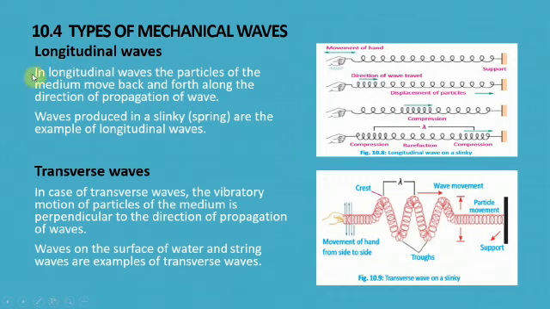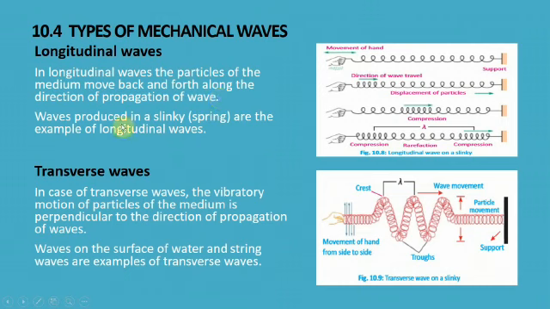The definition says, in longitudinal waves, the particles of the medium move back and forth along the direction of propagation of the wave. यानी इसका मतलब ये है कि ये वो टाइप है वेव की जिसमें जो पार्टिकल्स हैं मीडियम के, चाहे वो सॉलिड है, लिक्विड है, गैस है, जो भी मीडियम है, वो वेव के साथ ही पैरेलल मूव करते हैं, उसी डायरेक्शन में मूव करते हैं.